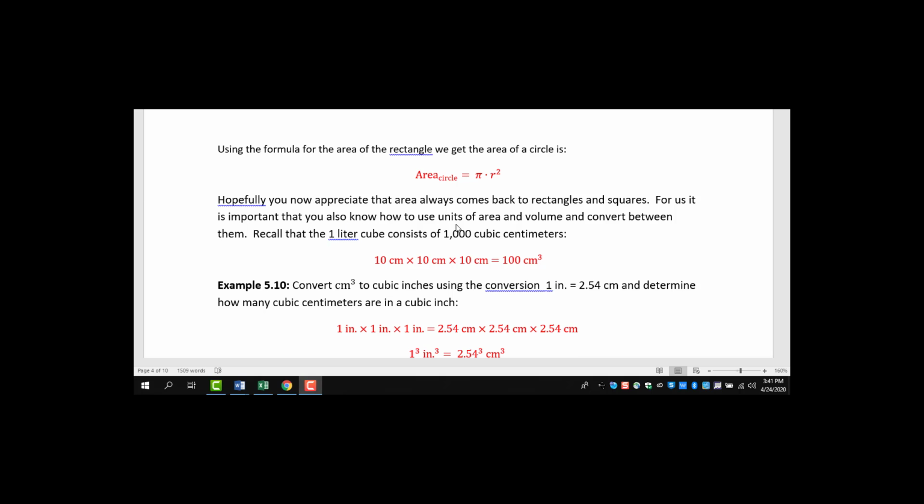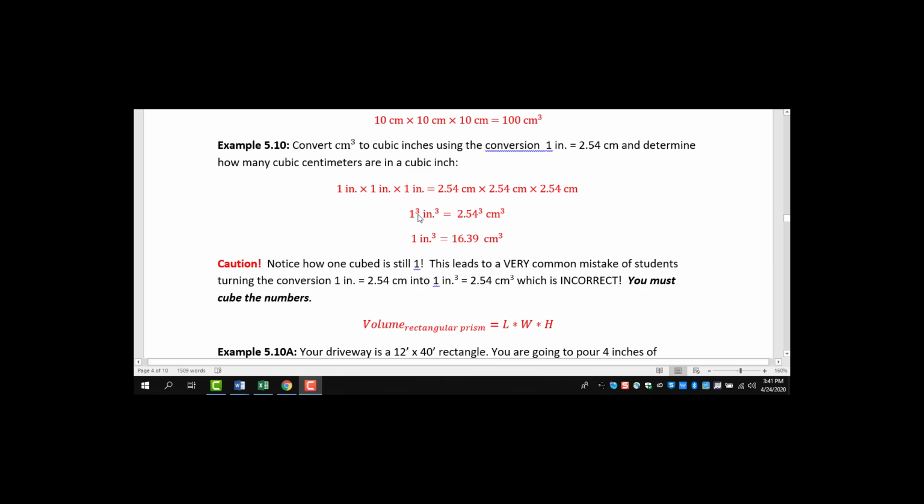But it's important for you to know that these units of area and volume convert between them, right? You can convert liters into cubic centimeters. So volume can be moved and changed into cubes of different types. So the next video we'll start will be 5.10.